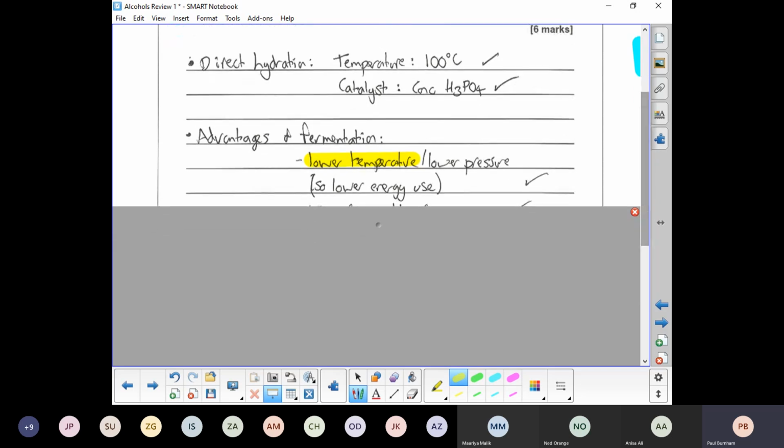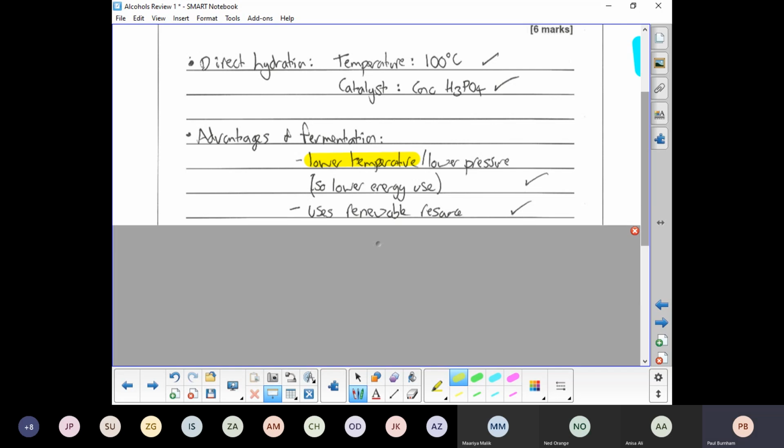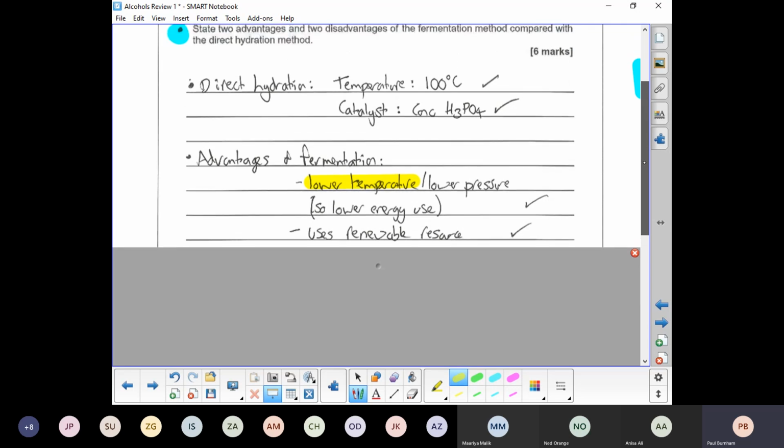As a chemist, I think I prefer to focus on the chemical aspect of it, so the detail of how the reaction proceeds, rather than just a vague answer that says it uses lower energy. I'd like to qualify that with showing that I know the conditions. Now, another advantage is, of course, it uses a renewable resource, glucose, which is obtained by plants, and therefore it's renewable, whereas the ethene for direct hydration would often be obtained from crude oil, and therefore could be described as a non-renewable resource. So again, I've focused on my 2 advantages, and I'm almost at the end of the question.